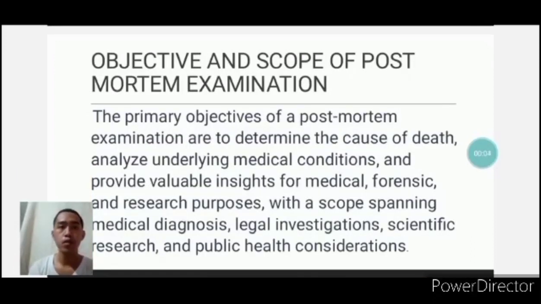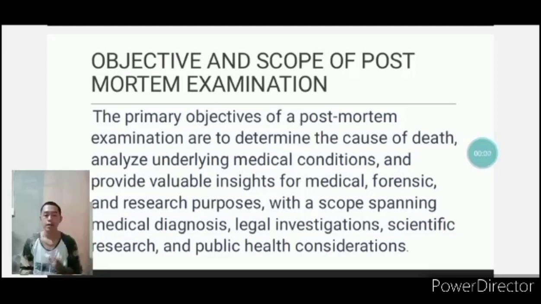Objective and scope of post-mortem examination. The primary objectives of a post-mortem examination are to determine the cause of death, analyze underlying medical conditions, and provide valuable insights for medical, forensic, and research purposes, with a scope spanning medical diagnosis, legal investigation, scientific research, and public health consideration. The purpose of post-mortem examination is to determine the cause of death and related medical conditions and injuries.